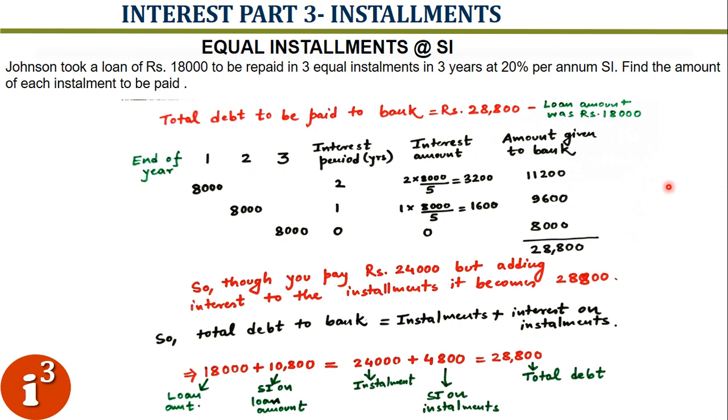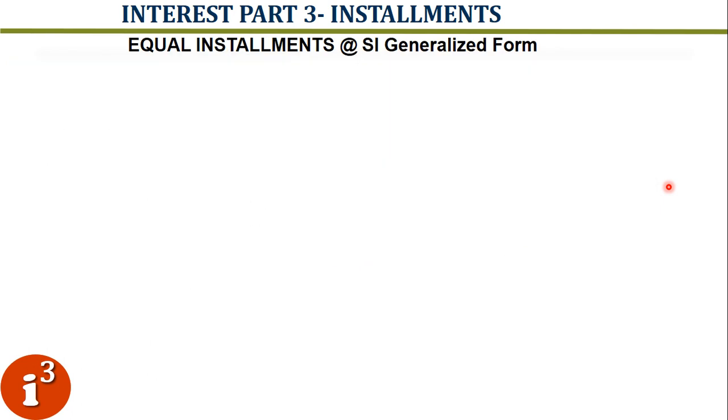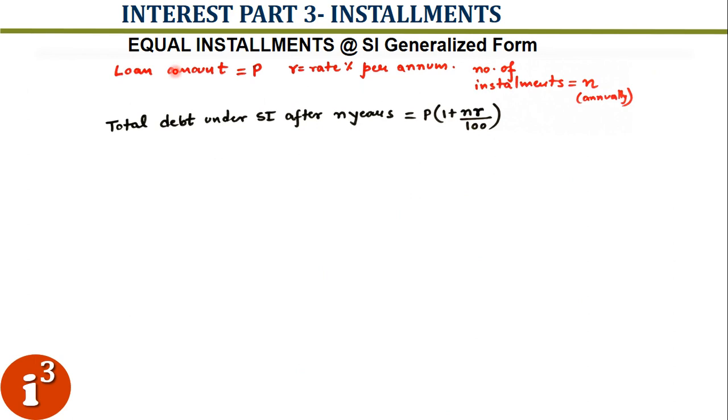Let's see what happens in case of n installments, if the number of installments is n. So this is the generalized form. Let us assume that the loan amount you take at the beginning is P. R is the rate percent per annum. The number of installments in which you repay the loan amount is n. We are taking it annually, but this can also be monthly. The EMI can also be monthly. In that case, since the rate is given per annum, you need to take the rate per month, that means you need to divide the rate by 12.